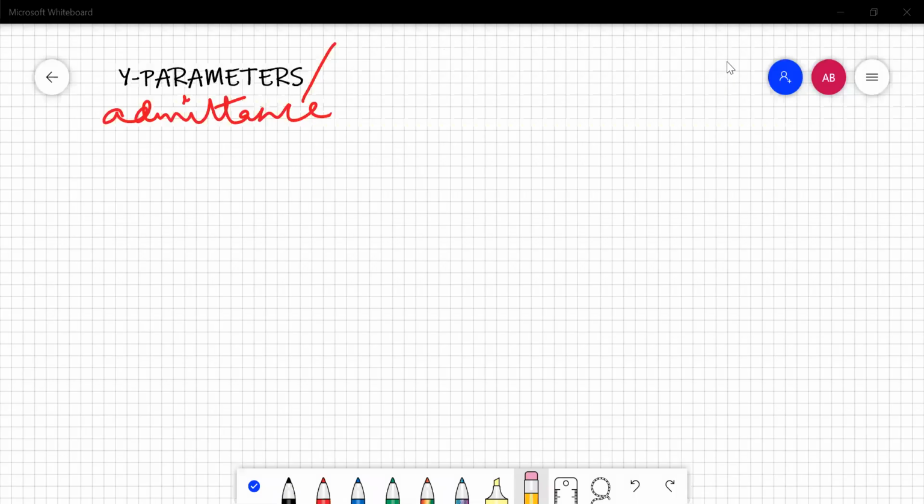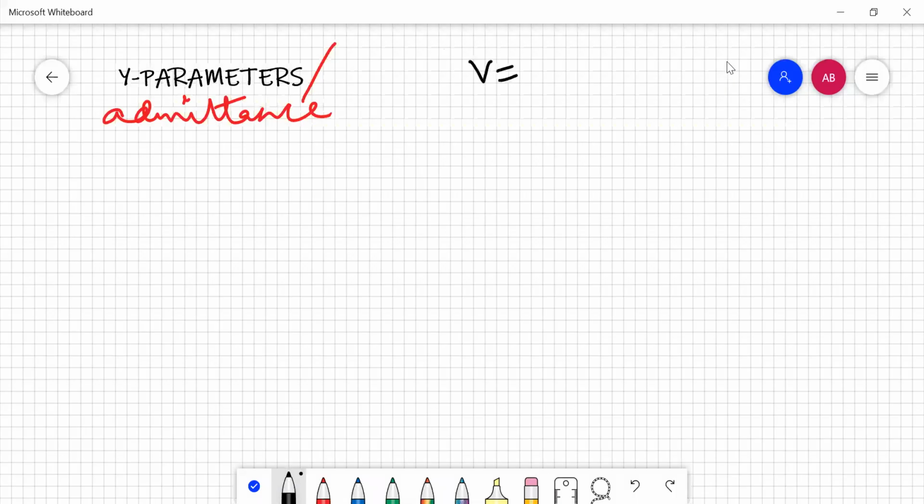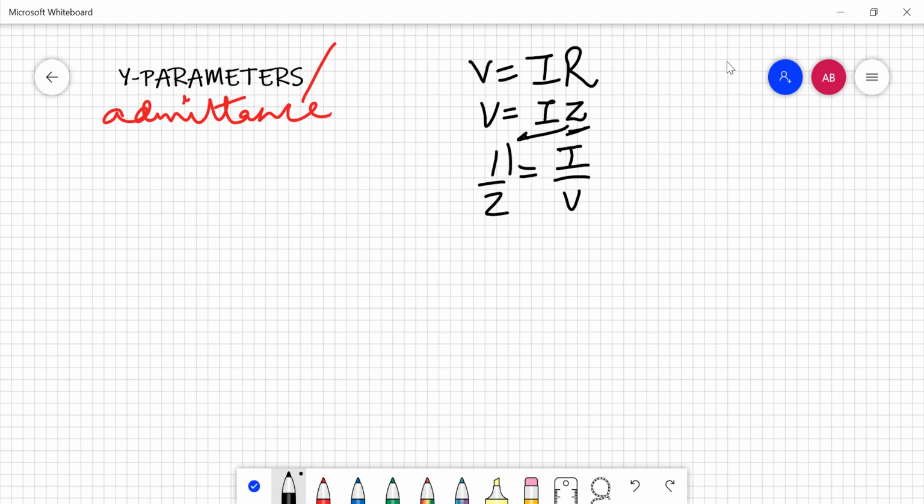So now, coming back to Ohm's law, V equals IR. We all know that. And in the previous Z parameters, we replaced R with Z. So now if I want to get the value of I upon V, what will happen to this Z? It will go to that side and become 1 upon Z. And we just read that 1 upon Z is nothing but Y. So now all the equations that we are going to write will be in terms of I upon V when we define our admittance parameters.